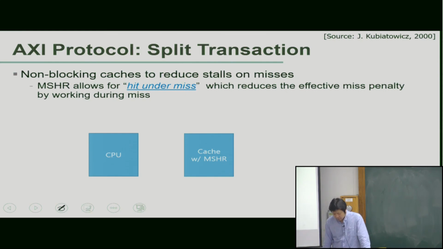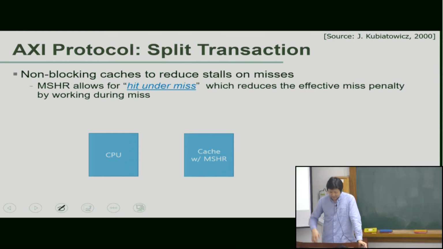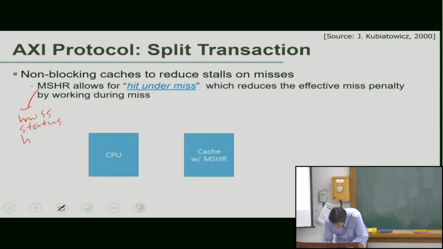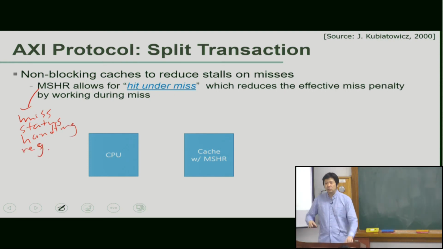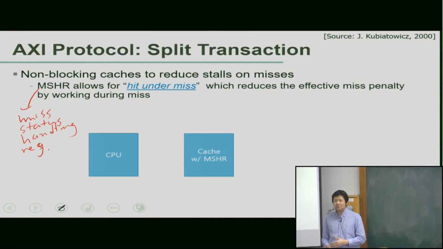So this one is an example. That's a CPU, and there's a cache with an MSHR. MSHR is a miss status handling register, by the way. So this one basically keeps a log of all the outstanding cache misses, if there are multiple cache misses.